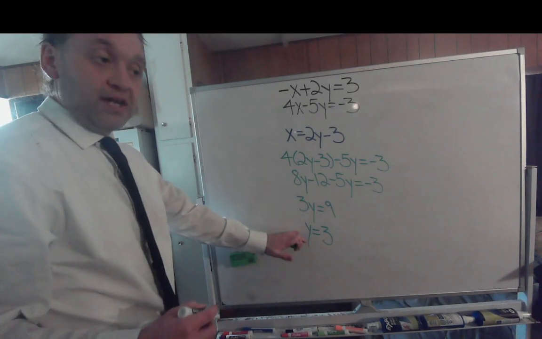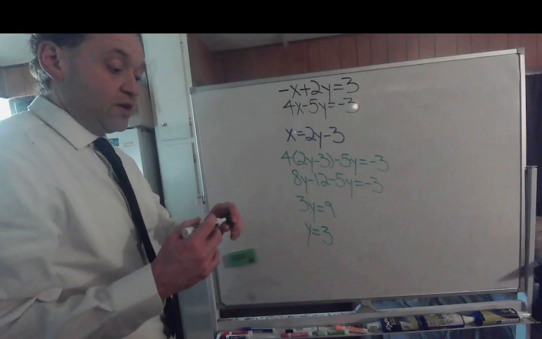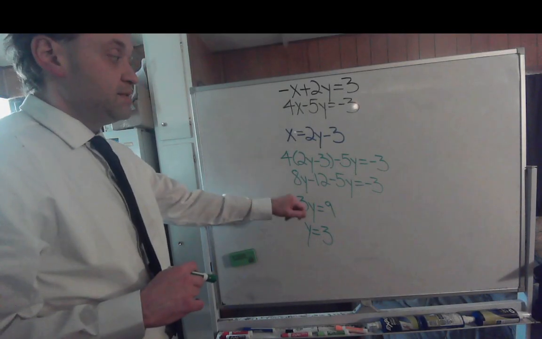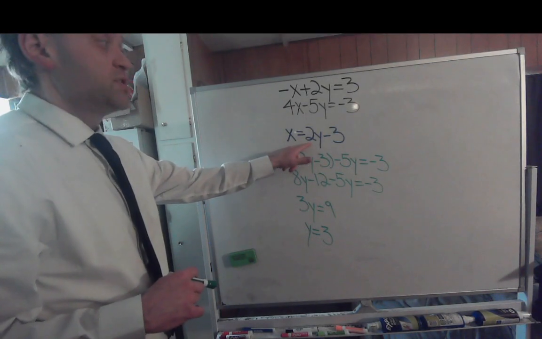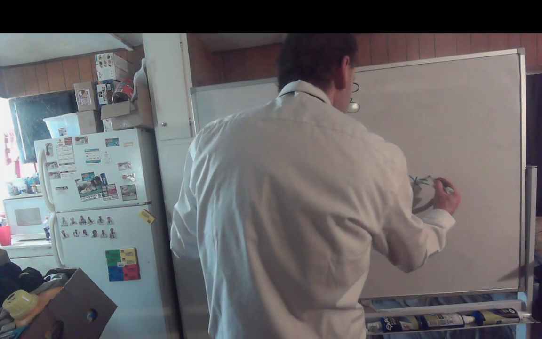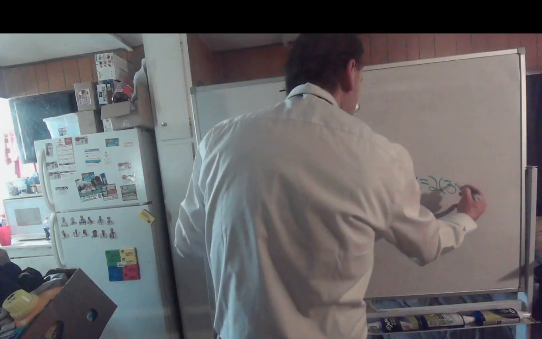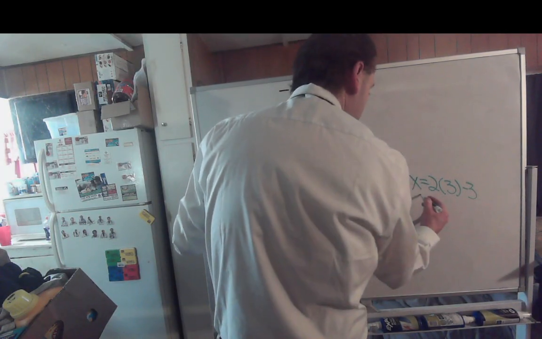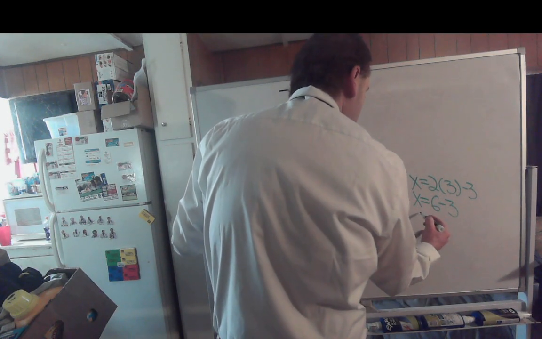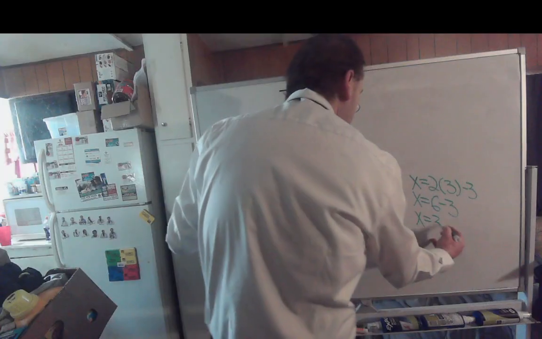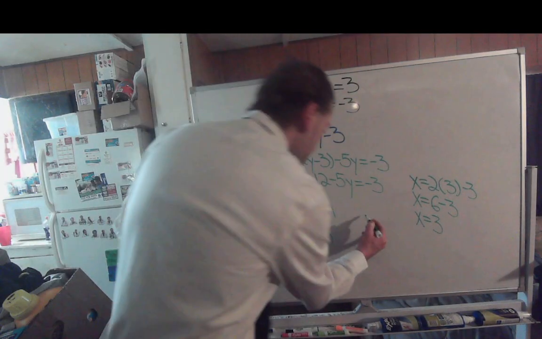So we did find our y value. Now we need to find our x value, and we can put the y value into our equation of substitution to solve for the x value. So x would equal 2 times that y value of 3 minus 3, which means x is going to equal 6 minus 3, which means x would equal 3. So x and y both equal 3.